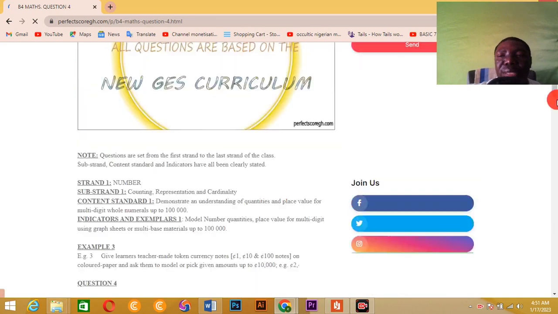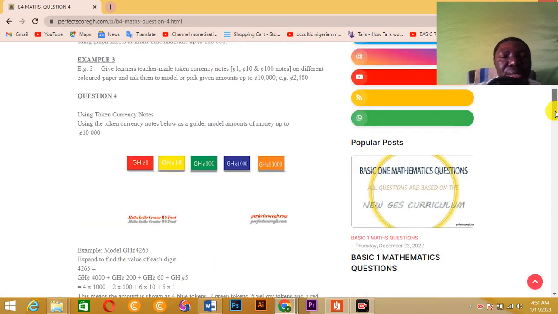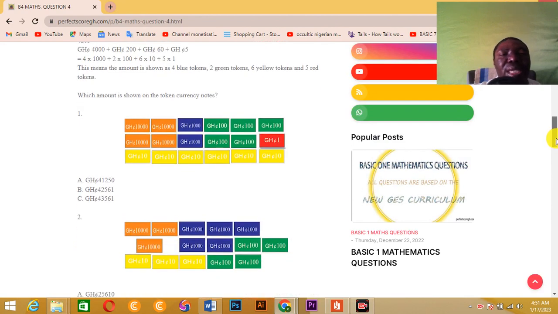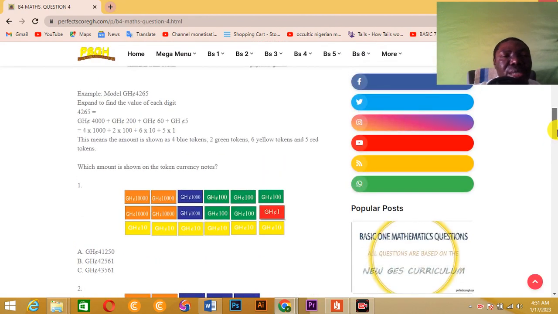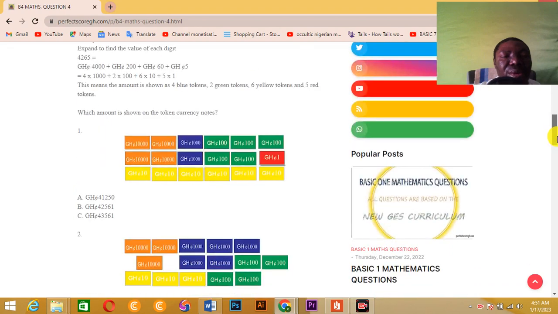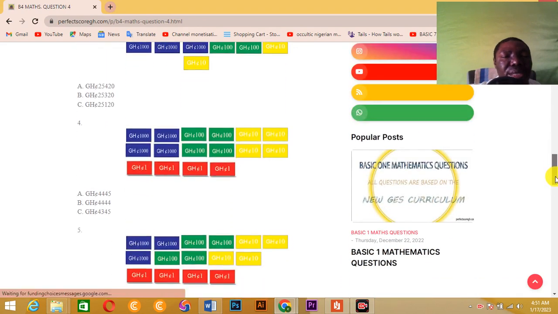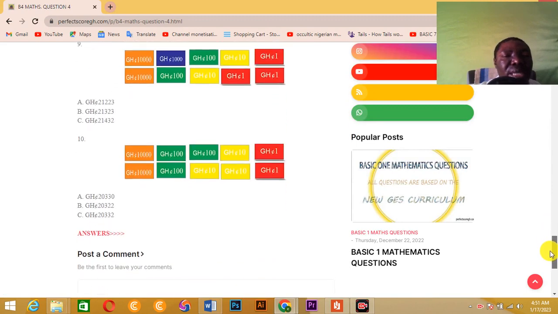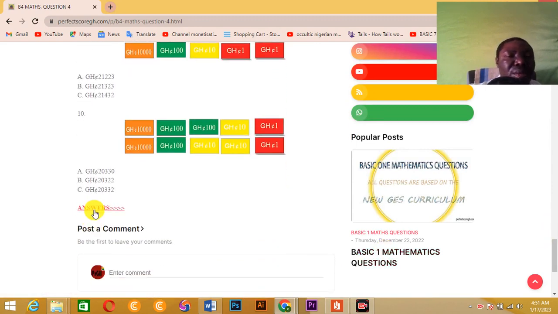Check out question 4. That's the token currency we're looking at. I'll give you examples and questions on the token currency. Look at question 4 and work on it. There are even possible answers there. When you finish, compare your answers, the one you had, with the answers here.